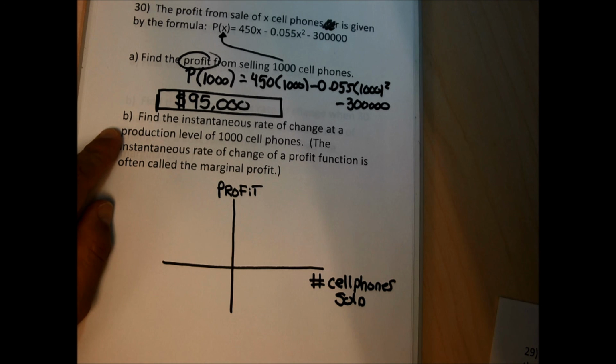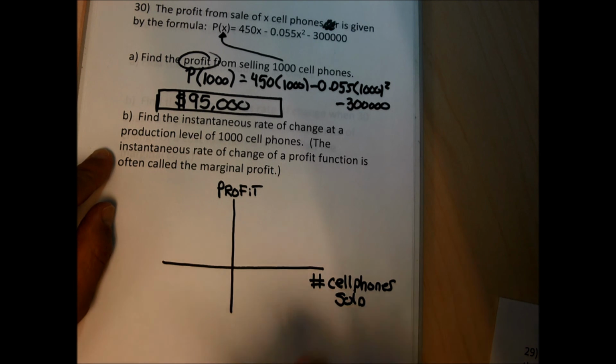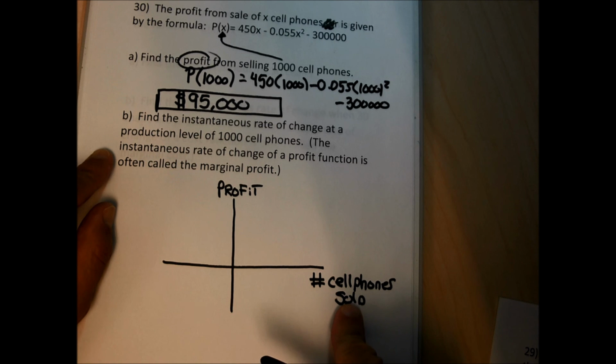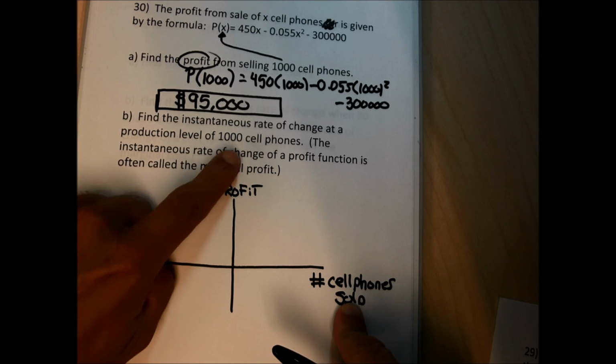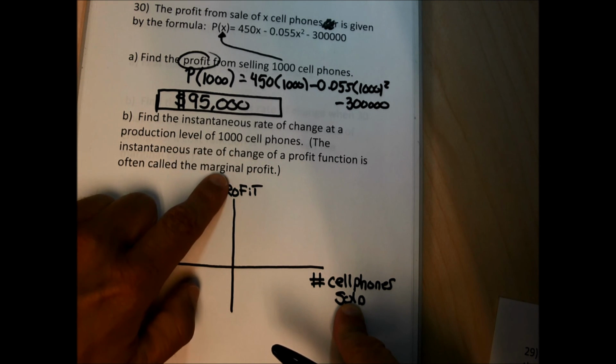Find the instantaneous rate of change at the production of 1,000 cell phones. And then parenthetically, I said the instantaneous rate of change for a profit function is not called velocity. Velocity is the instantaneous rate of change when the x-axis is time and the y-axis is distance. When the x-axis is the number of something sold and the y-axis is the amount of profit, the instantaneous rate of change function is called the marginal profit function.